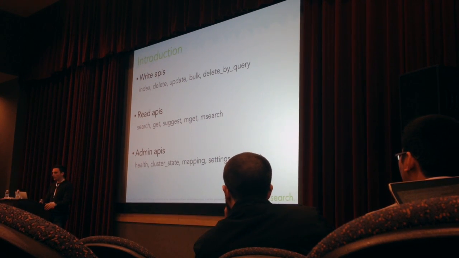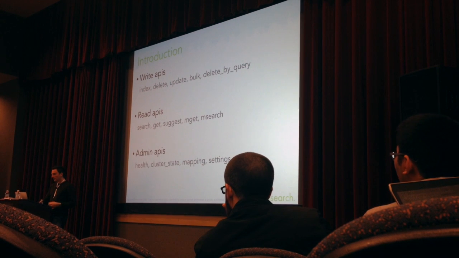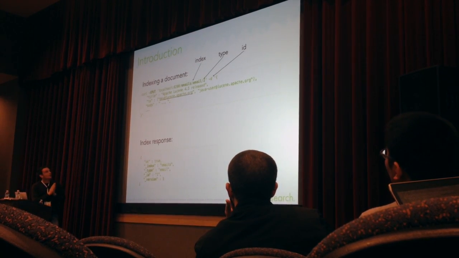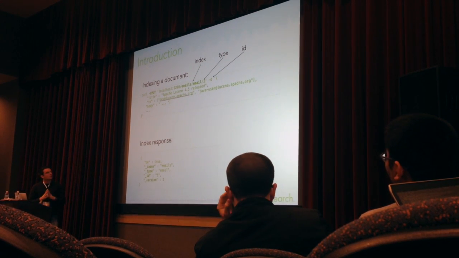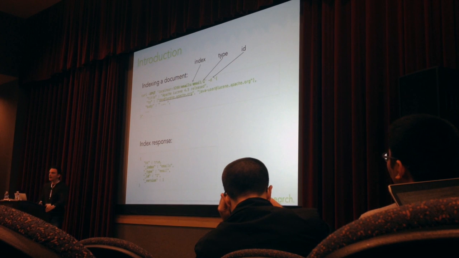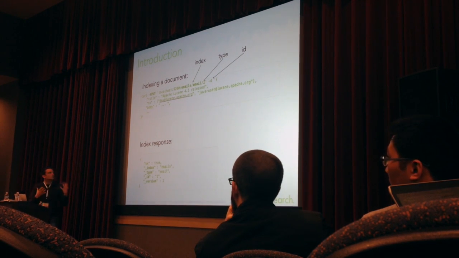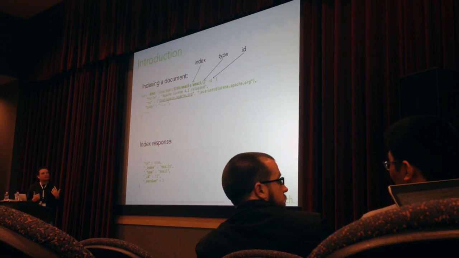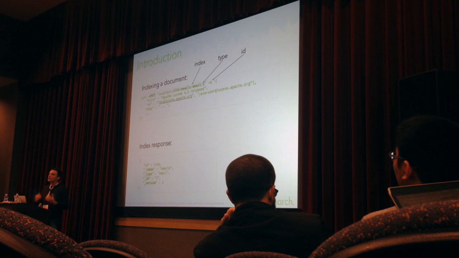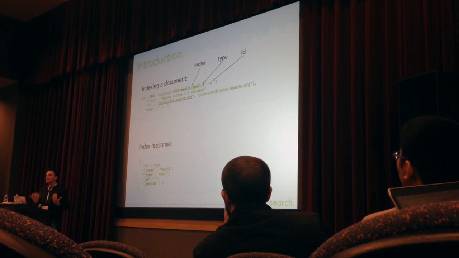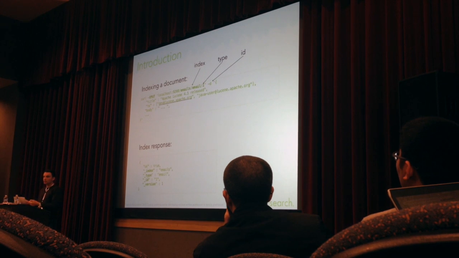And there are a lot more of those APIs. But to give a small sample, this is an example of how to use the index API. We usually show curl examples. Who here is not familiar with curl? Okay. Curl is a command line utility that allows you to execute HTTP requests to an endpoint. In this case, the endpoint is one node in an ElasticSearch cluster.